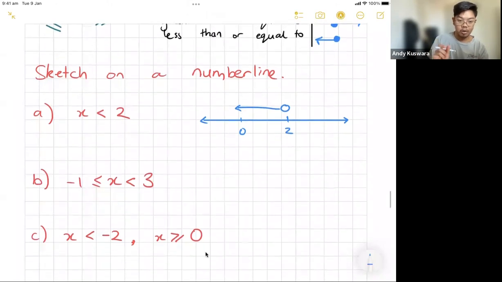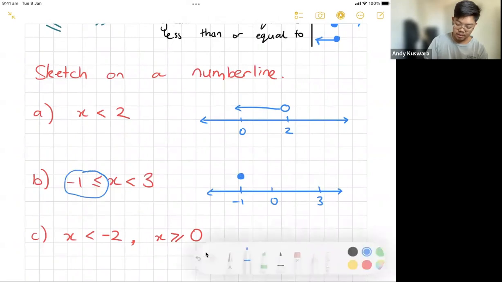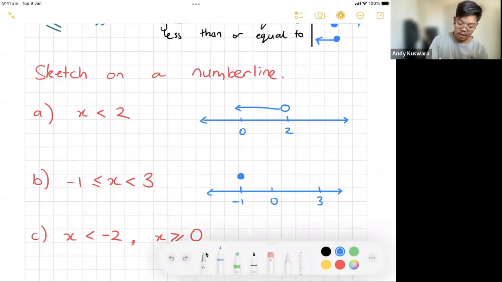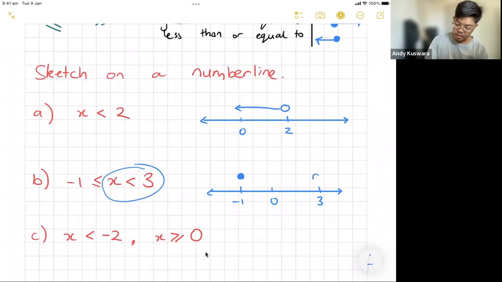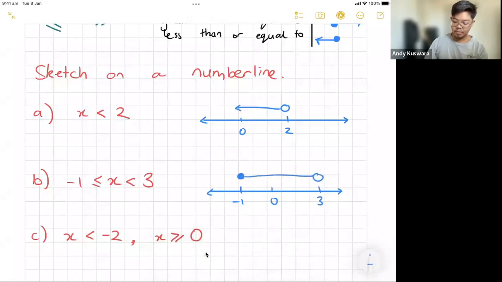Okay, now if I've got one where x is in between 2 things, the way that I'd sketch this on a number line would be, okay, there's -1, there's 3. And again, reference point, I'm just going to put a 0. Now x can equal -1 because of this greater than or equal to, but it cannot equal the 3. So I'm going to keep the 3 open. And because x is in between, I'm just going to line these up here. And that there would be my number line.